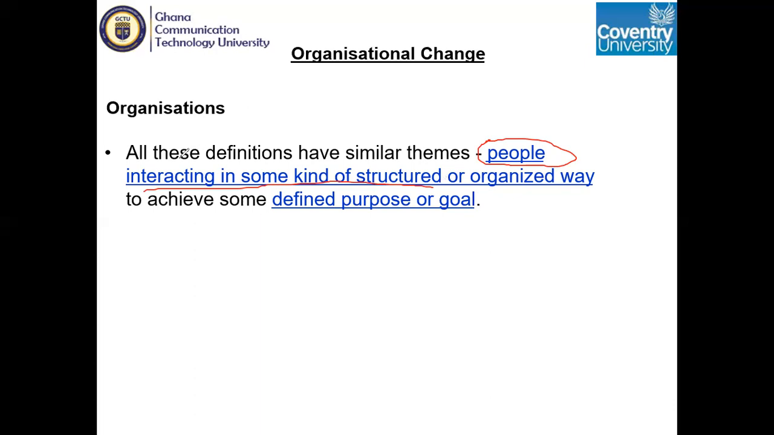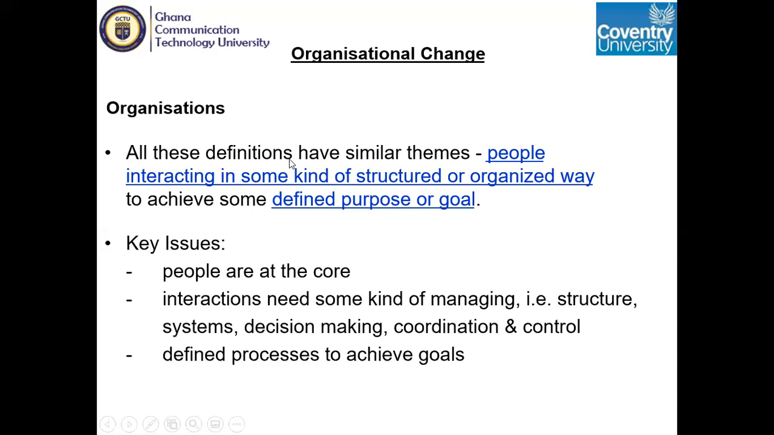And so everything that we talk about in organization has to do with people, and then structures, and then a goal or objectives you set to achieve. And all you do on a daily basis is to ensure that you achieve that objective you set for yourself. And you can only do that by working with some processes or some structures. And so it's clear that we have, like I said, people at the core interacting in a way, and then processes are meant to achieve goals. So those are the main key issues.